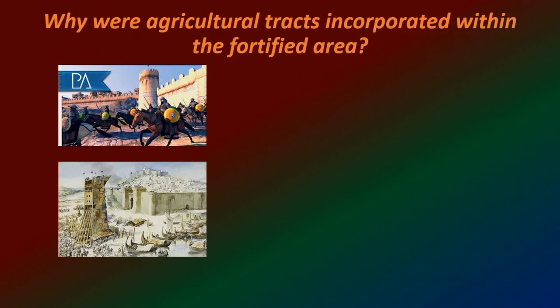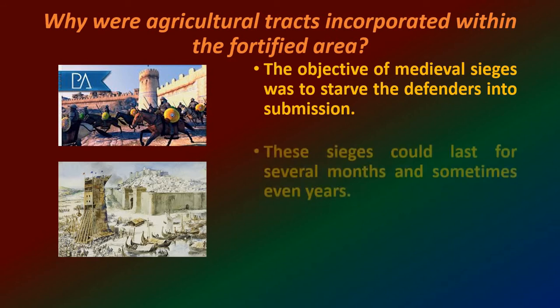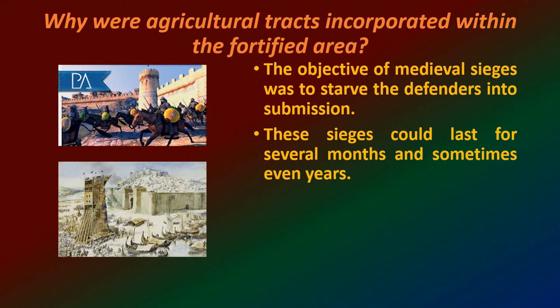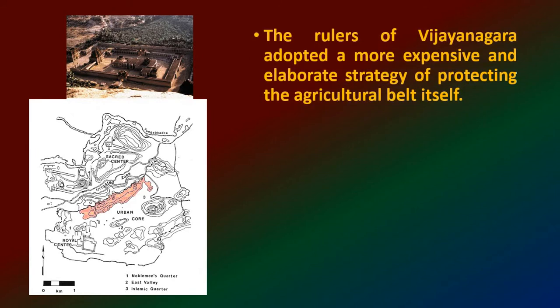Why were agricultural tracts incorporated within the fortified area? The objective of medieval sieges was to starve the defenders into submission. These sieges could last for several months and sometimes even years. Normally, rulers tried to be prepared for such situations by building large granaries within fortified areas. The rulers of Vijayanagara adopted a more expensive and elaborate strategy of protecting the agricultural belt itself.